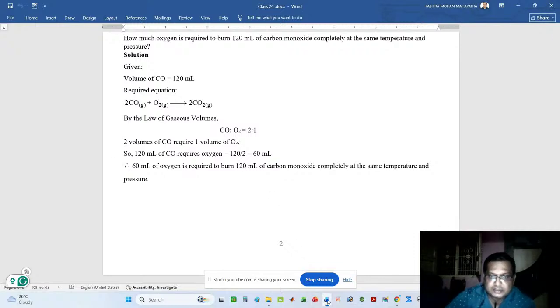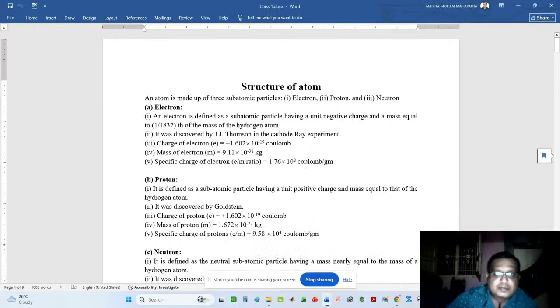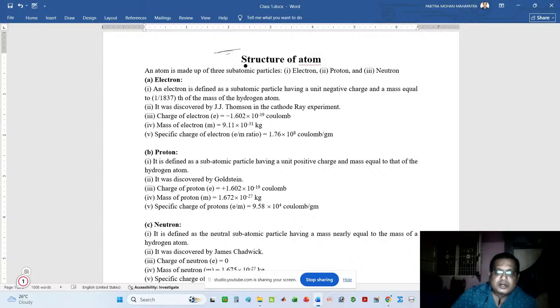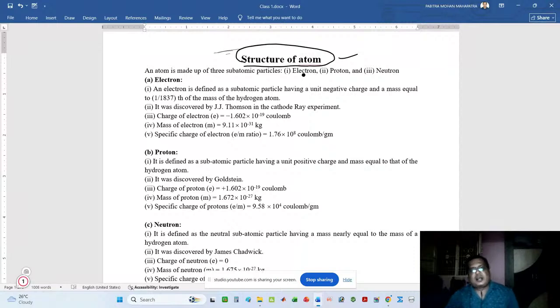Today I will start a new chapter, that is the structure of atom. In this chapter we will clearly explain the different theories that describe the structure of an atom. What are the subatomic particles present in an atom? At first, I will discuss the electron, proton, and neutron.